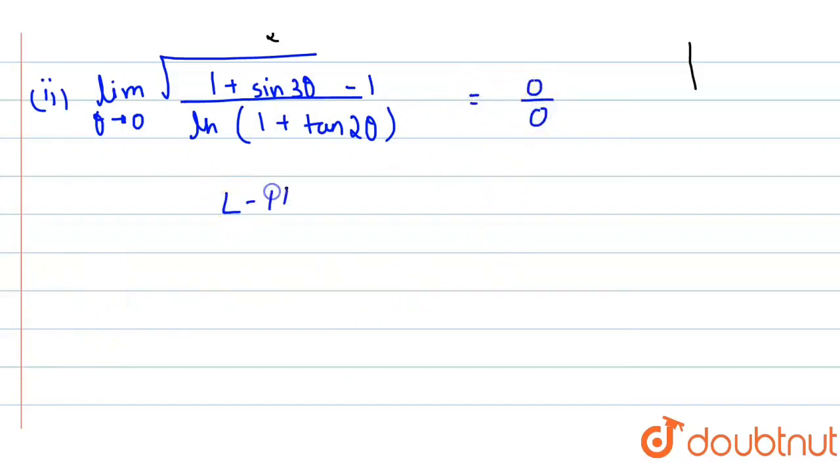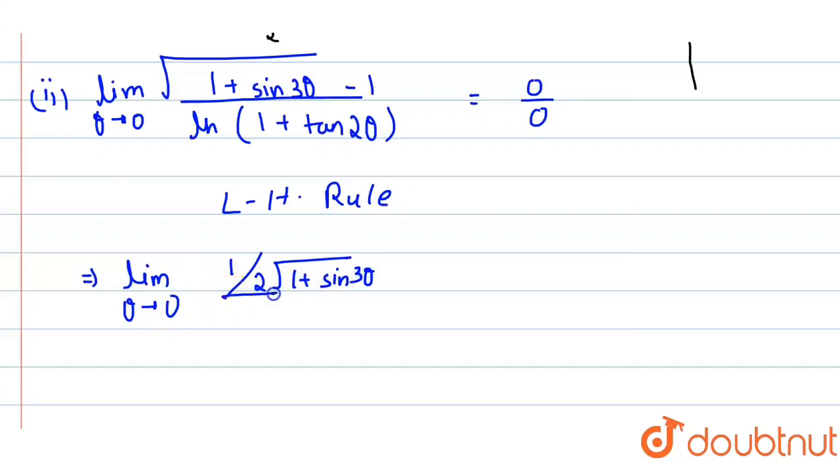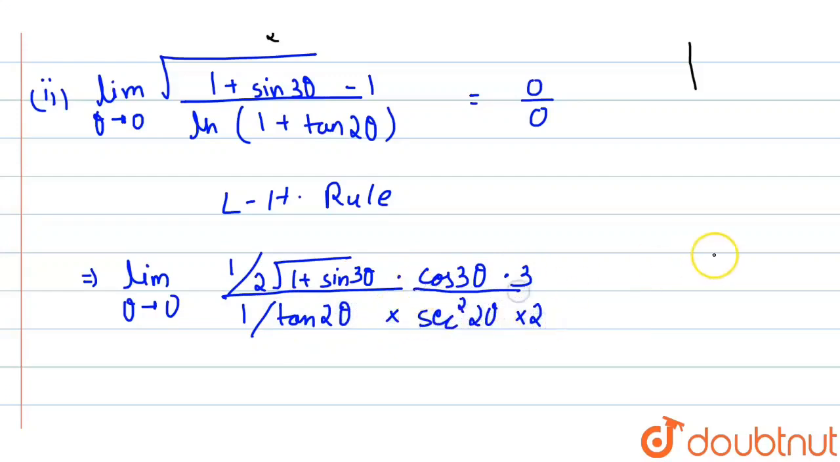Therefore we can apply L'Hospital's rule, that is differentiating directly in the numerator as well as the denominator. So we can write the above limit as limit theta tends to 0, and by differentiating we get 1 upon 2 root 1 plus sin 3 theta into cos 3 theta into 3, and in the denominator 1 upon 1 plus tan 2 theta into sec squared 2 theta into 2.